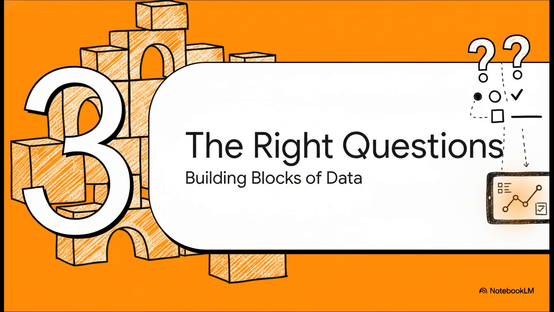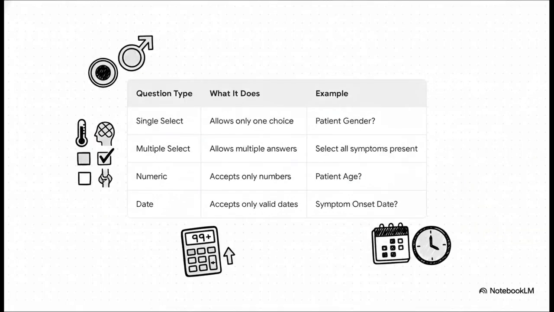All right, we've got our structure. Now let's talk about the building blocks for each section. This is all about choosing the right type of question for the kind of information you're trying to get. And honestly, this is where digital forms just blow paper out of the water. So this table here is basically our toolkit. Let's break it down. For something like patient gender, you only want one answer, right? That's a single select. Easy.